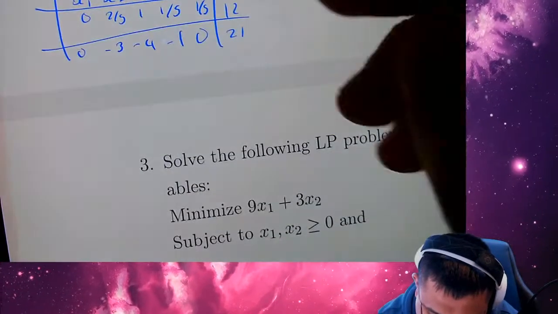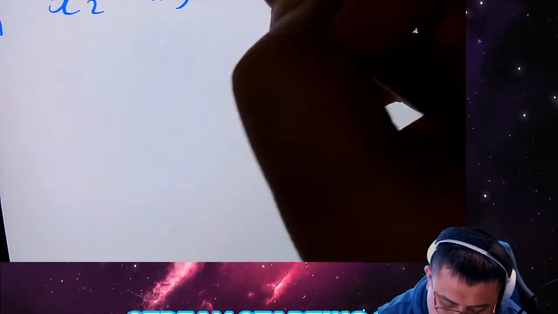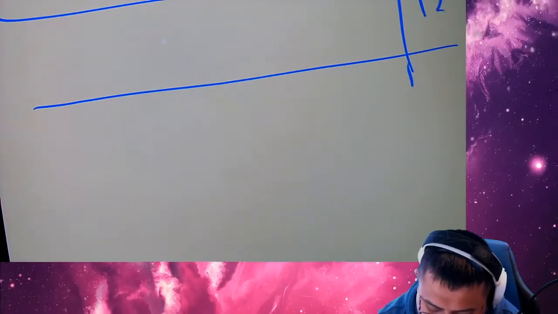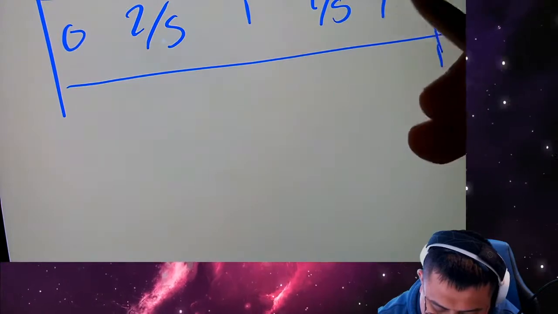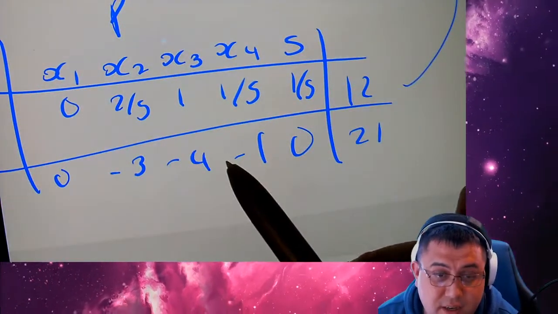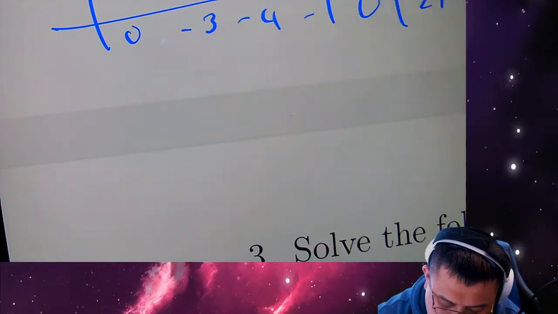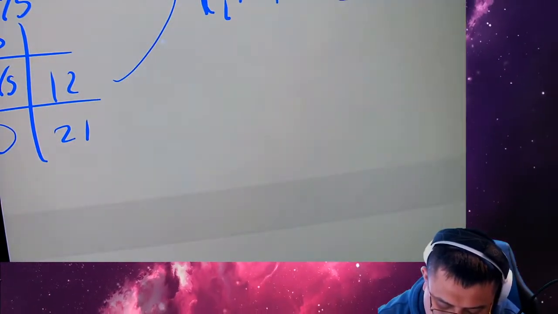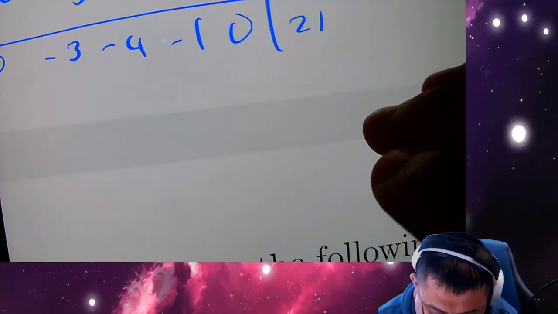And then we just have to solve. So x1, x2, x3, x4, s. Okay, we have 12. And we keep this one, so we get 2 over 5, 1, 1 over 5, 1 over 5, I believe. Yep. And then we have to figure out how to multiply this to get rid of this. So I just multiply by 4 and add it. To go from here to here, we just say row 1 times 1 over 5. That's it. And then we're going to say row 1 times 4 plus row 2.